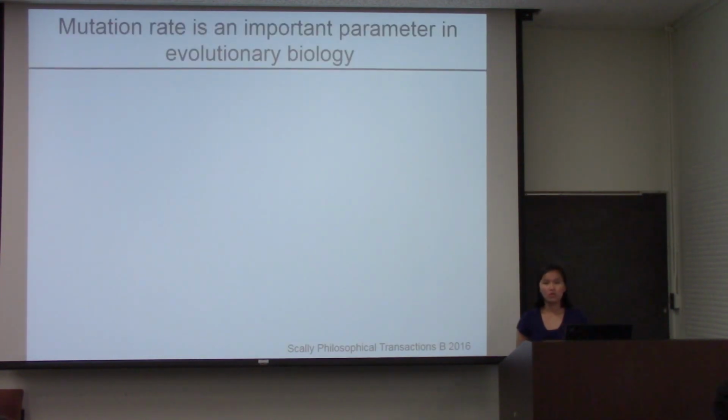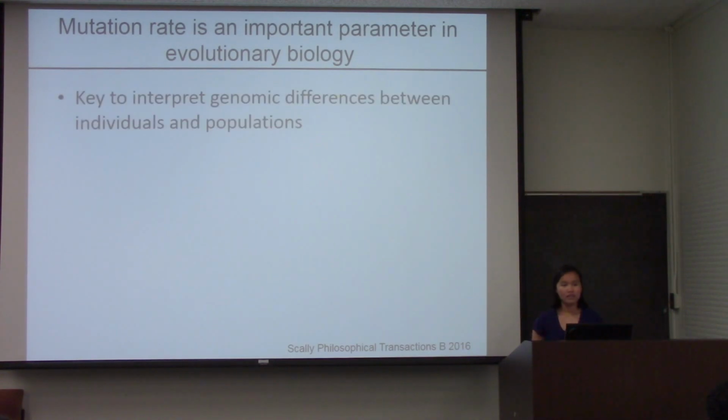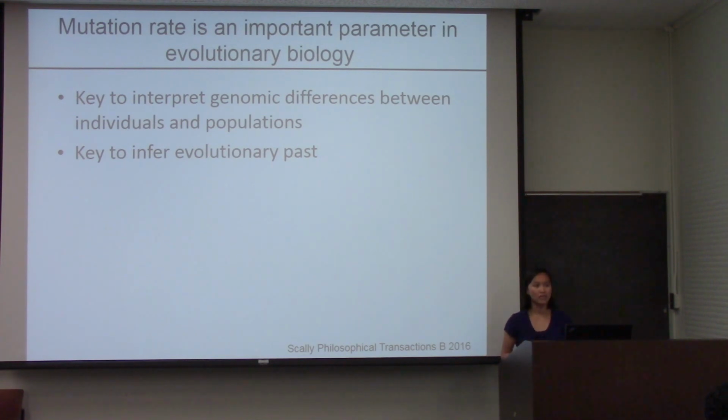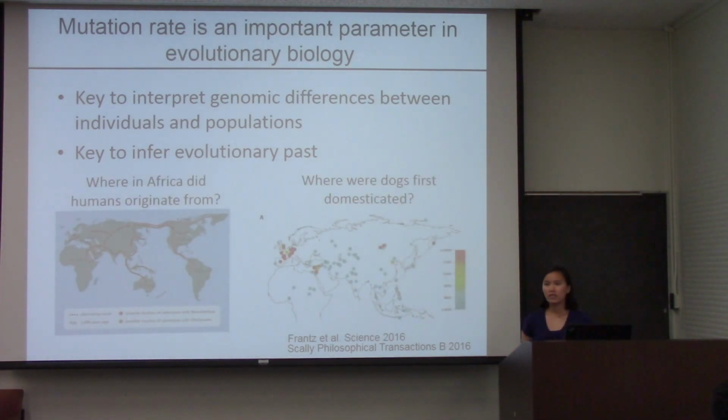So to me, one of the most important parameters in population genetics, especially in a lot of inference projects, is the mutation rate estimate. It is a key parameter to interpret genomic differences between different individuals and populations. It's also a key parameter to infer a lot of the evolutionary past events. So in the field, there are a lot of researchers who are interested in questions such as where in Africa humans come from, or where the first domestication happened in dogs. And in order for any of these inference projects to happen, you need a very accurate estimate of mutation rate.